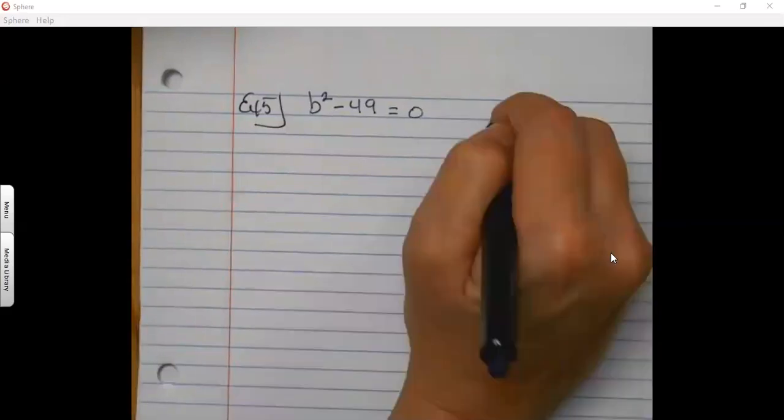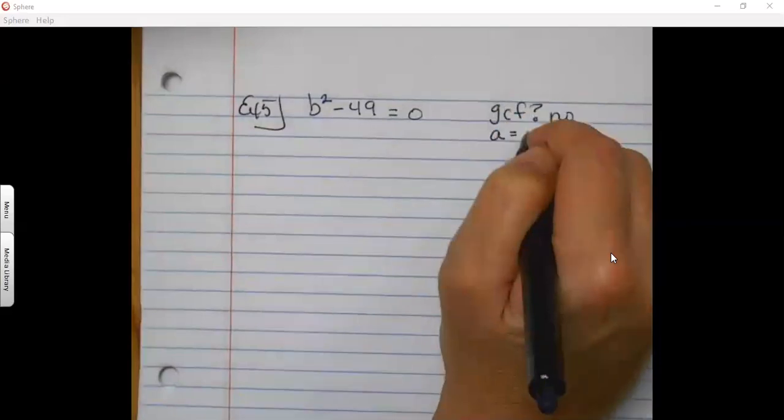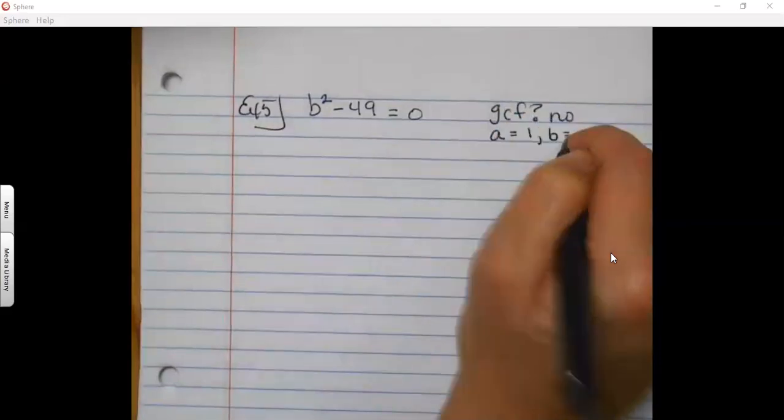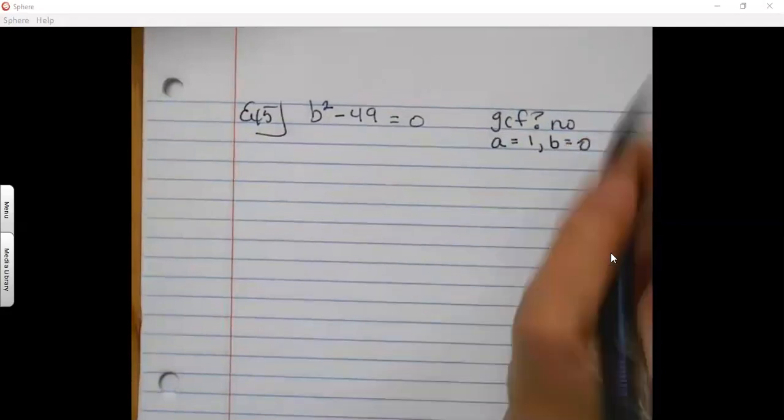So is there a greatest common factor? No. What is A? What is B? 0. There's no linear term. C is always the constant. The constant's the number without a variable.